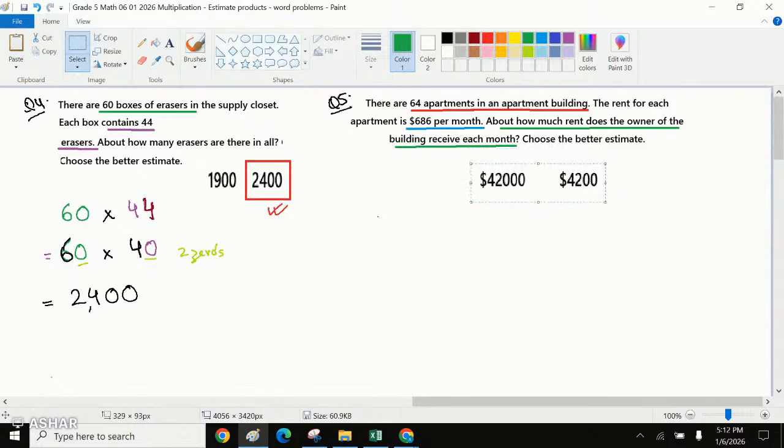The first number is 42,000 and the other one is 4,200. So what we can say is there were 64 apartments in a building, multiplied by the rent, and the rent was 686, right?